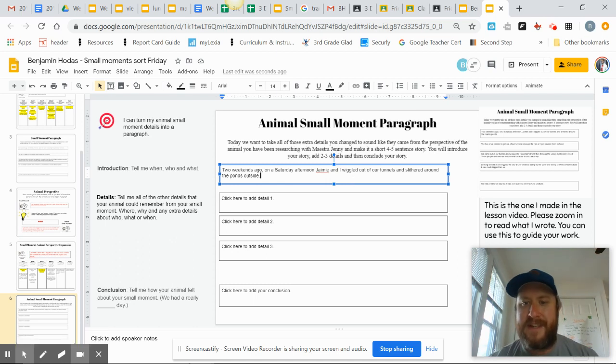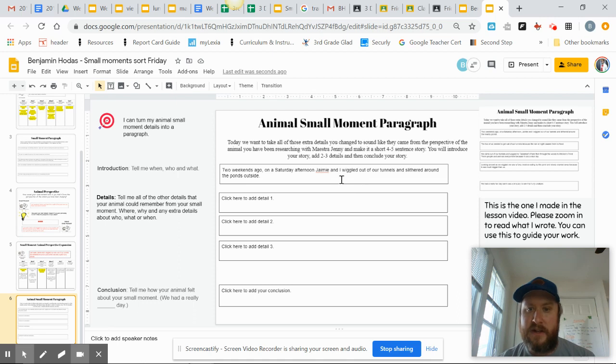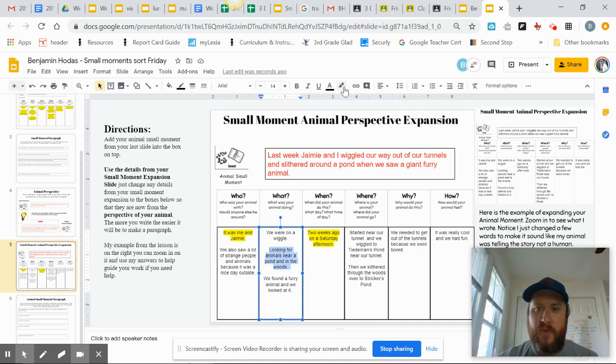All right, so this is what I came up with. I said, we wiggled out of our tunnels and then we slithered around the ponds outside, okay? So that's what I took from these details. We were on a wiggle. We were looking for animals near the pond and in the woods. So I had to think about how I would say that in this complete sentence. So that turned into Jamie and I wiggled out of our tunnels and slithered around the ponds outside. So we can take 2 more of these details and we're done with those. So we only have a few left here, friends. We're cruising right along.